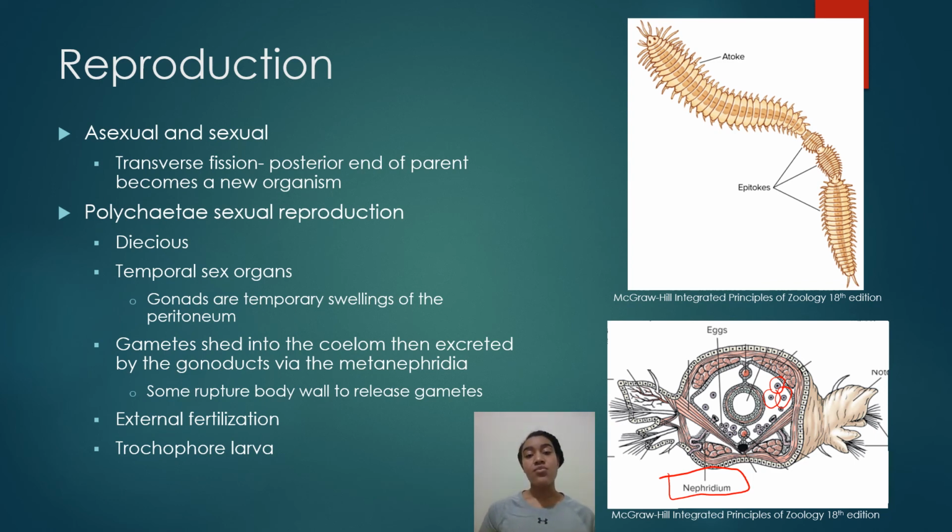Another way that they can release their gametes into the environment is by just splitting open their body wall and releasing the contents of the coelomic cavity, so their egg and their sperm, out into the environment that way. Once the egg and the sperm meet and fertilization occurs, and the embryo starts to develop, they will have a trochophore larvae part of their life cycle. So polychaetes do have a trochophore larvae. This is different from what we'll see in oligochaetes.